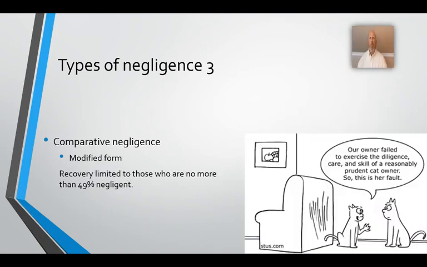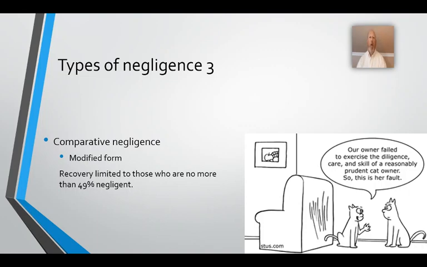Now, there is also a modified form of the comparative negligence law, and it's going to have a few variables. But by and large, the modified form is the same as the pure form, except that it does bar recovery for some people. And generally, the threshold is 50%. So, for example, if the threshold is 50%, the law might say if you're 50% or 51% or more negligent in causing this incident, then you're barred from recovering anything.